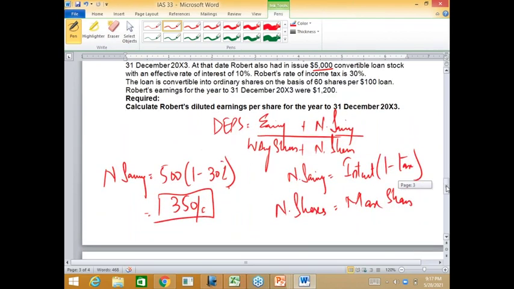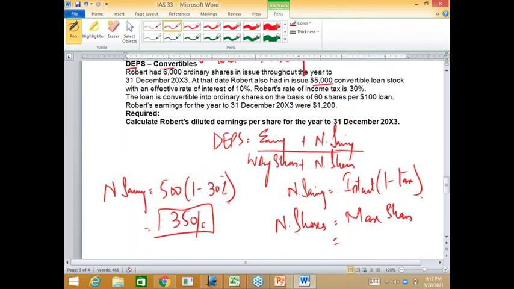With respect to notional shares, you need to take the maximum number of shares that the convertible loan instrument can be converted into. So here we have got the value of the loan, which is 1,000, and each 100 of loan can be converted into 60 ordinary shares, which will be 3,000.